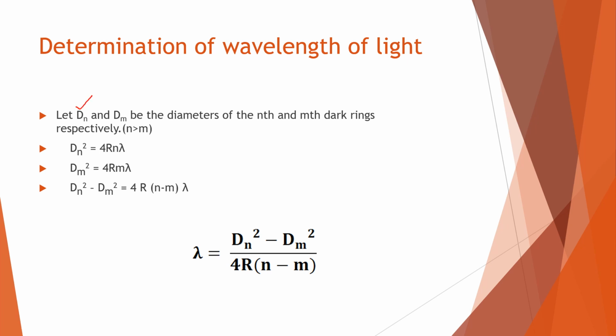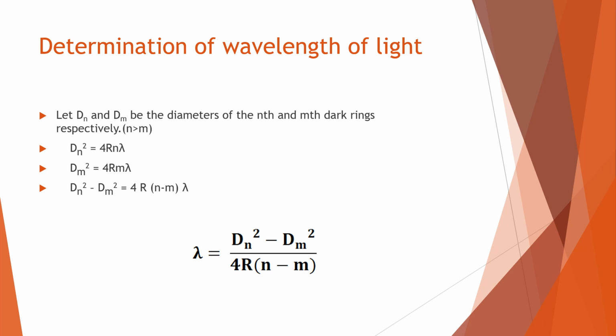Let Dn and Dm be the diameters of the nth and mth dark rings respectively, such that n is greater than m. Now you can write the formula for the nth dark ring as Dn square is equal to 4Rn lambda. For the mth dark ring, Dm square is equal to 4Rm lambda. So on subtracting both these equations, you get Dn square minus Dm square is equal to 4R(n minus m) into lambda, or lambda is equal to (Dn square minus Dm square) whole divided by 4R into (n minus m).